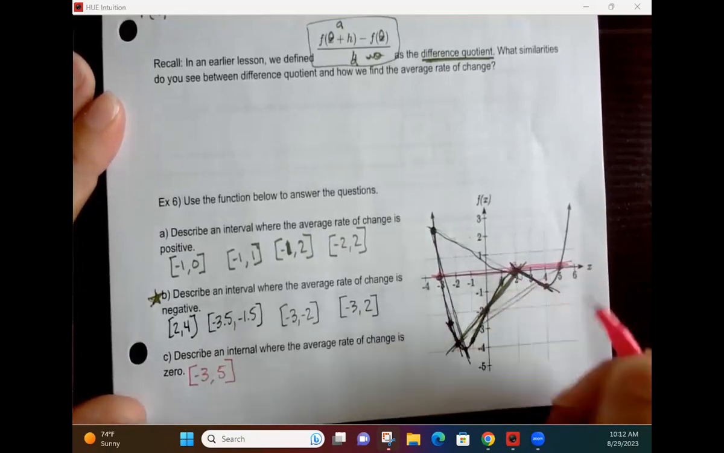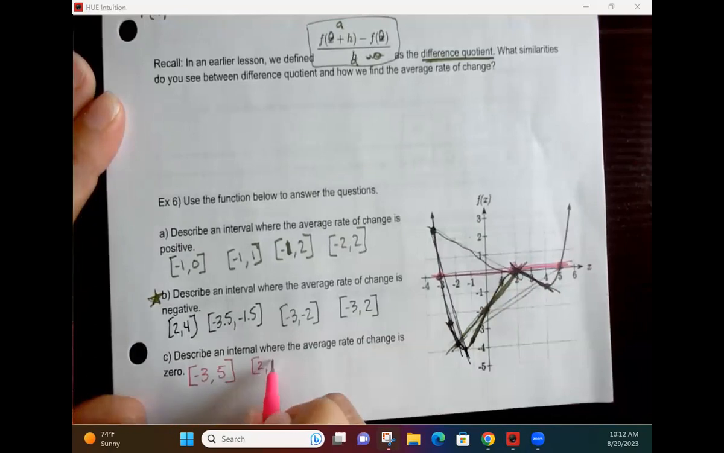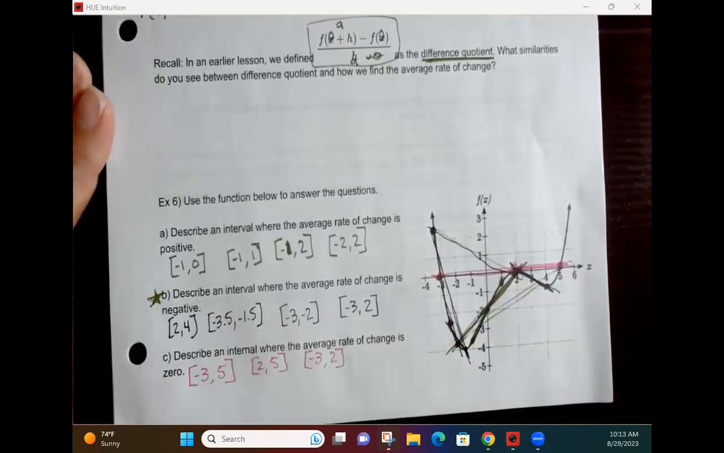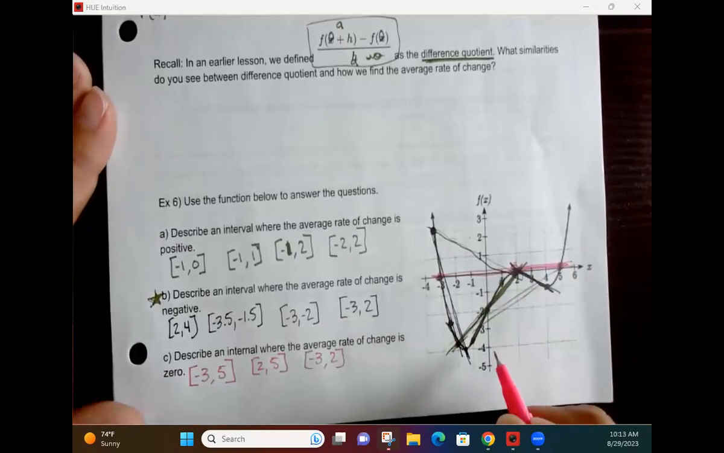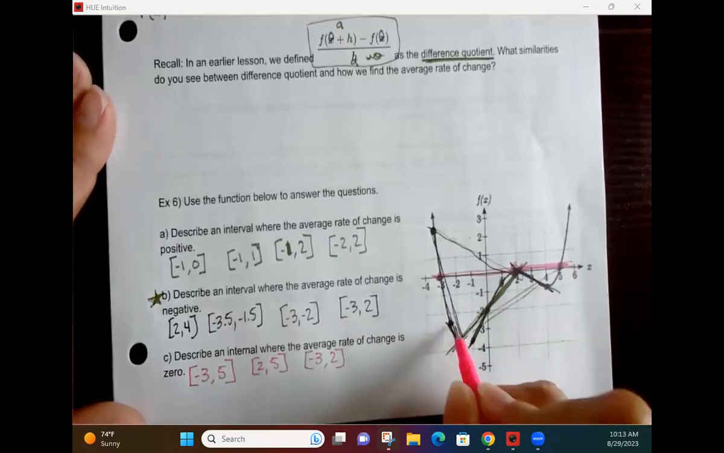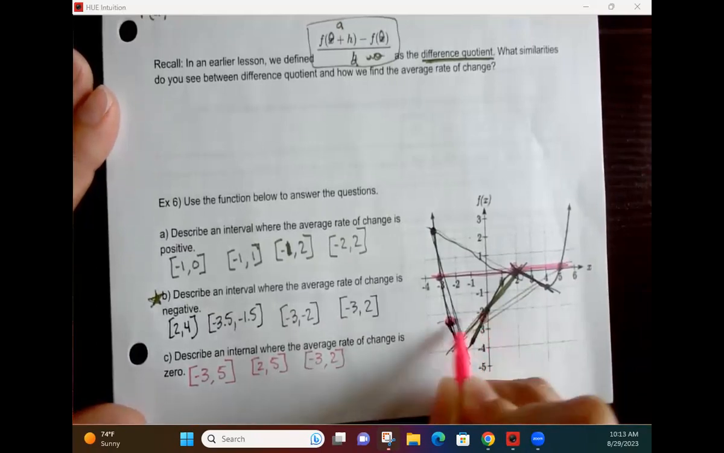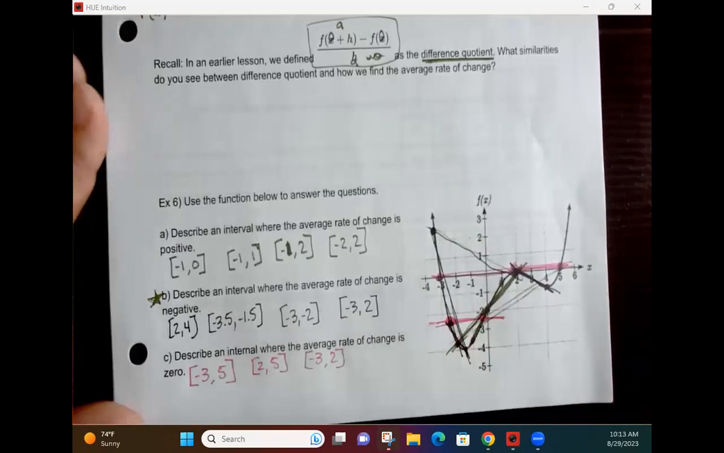2 to 5 would also work. Or -3 to 2, that would work as well. Do I have to pick points that are on the x-axis? No. Most of my nice points are on the x-axis, so that's a good reason to pick them. But if I went from here to here, whatever those values happen to be, as long as they have the same y.